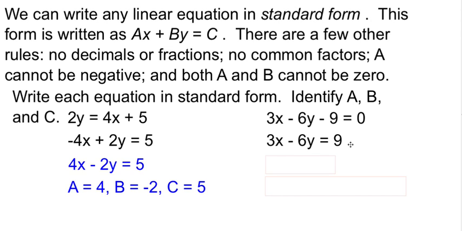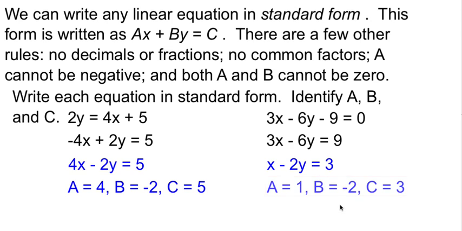Now there's a common factor in this. All of these terms have a certain value in them. They can all be divided by 3. So we need to divide each term by 3 to get to our standard form, x minus 2y equals 3. Now we can identify our a, b, and c. A is 1, b is negative 2, and c is 3.